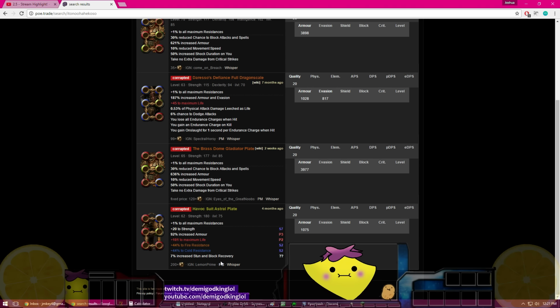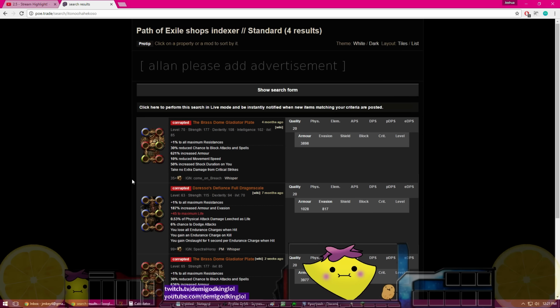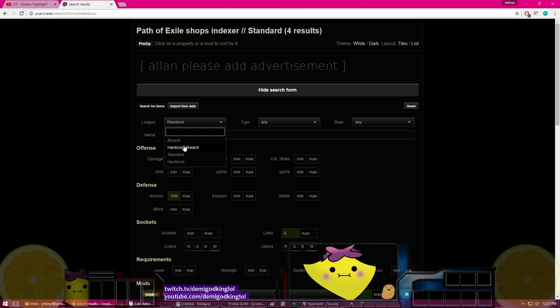But that's why they're so valuable. That's why this is so valuable. It's at least 100x. I'm probably going to move it down to 150 because it's not a unique chest, and it has life and dual res. Really good dual res, actually. But yeah, let's see if we can find any in Breach.